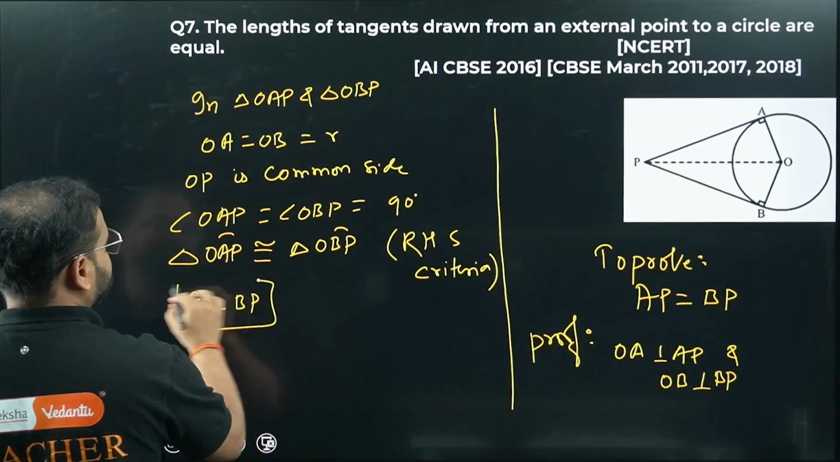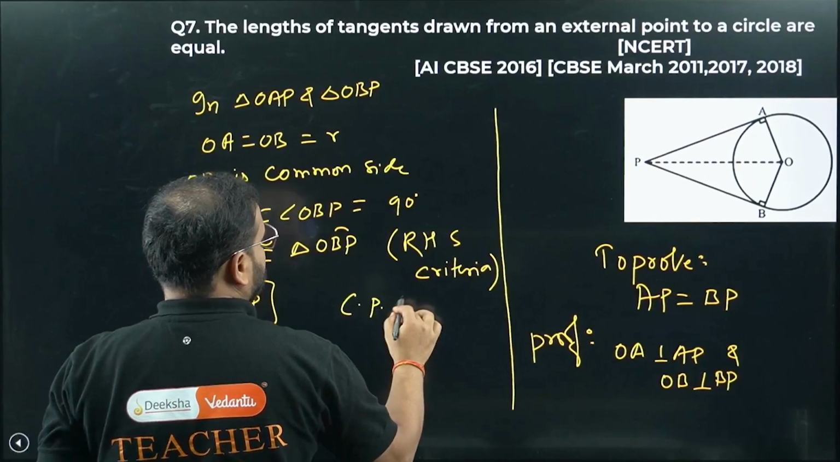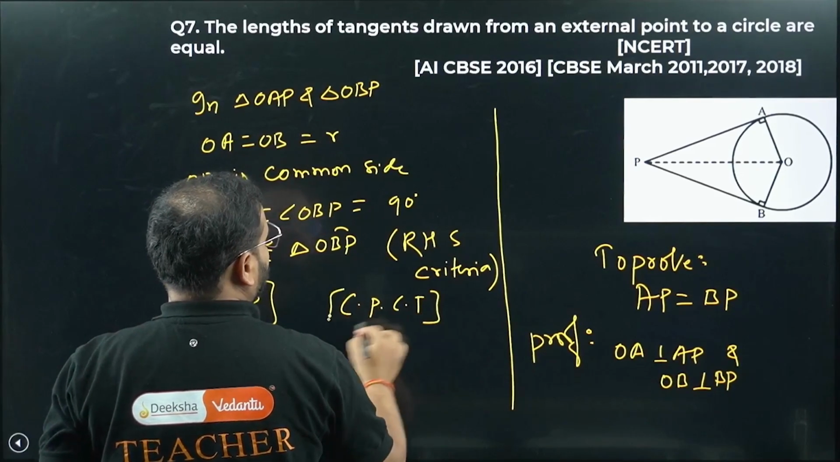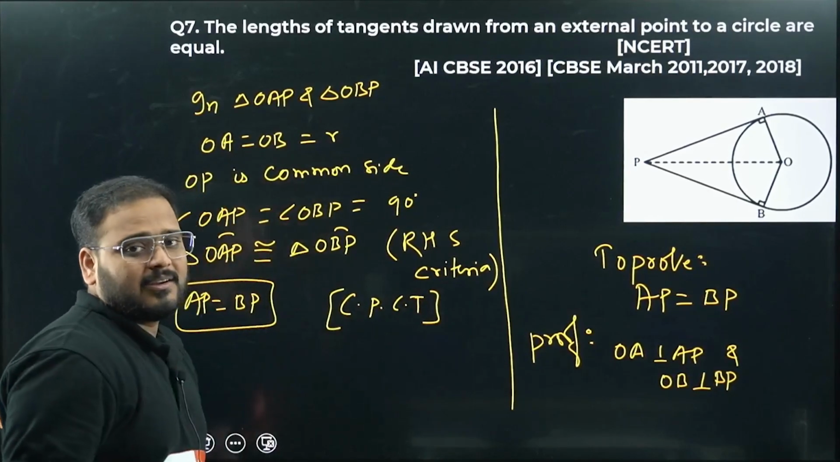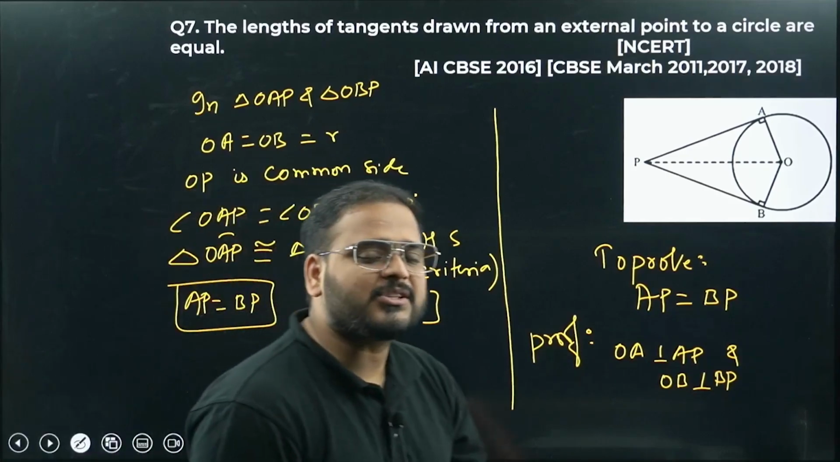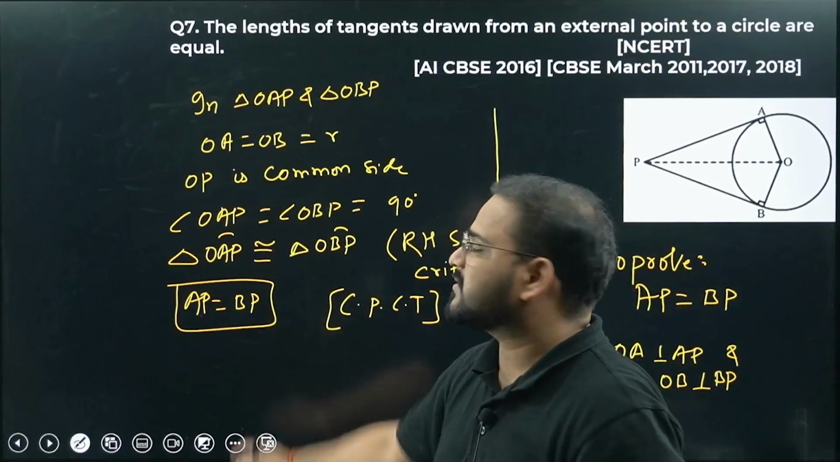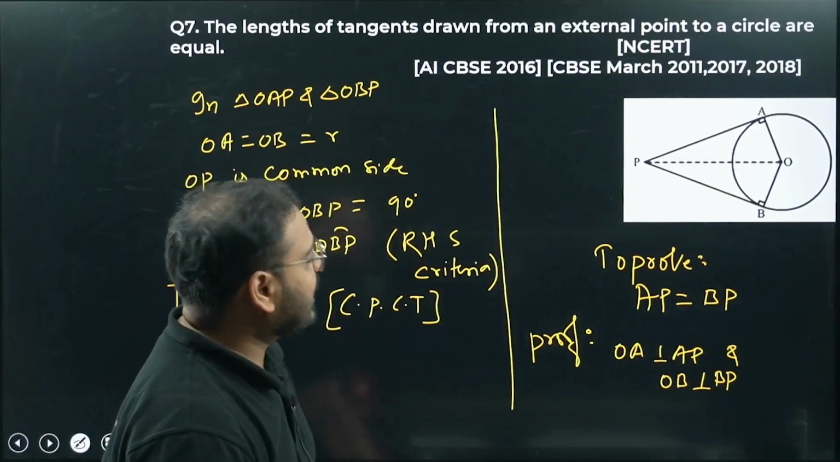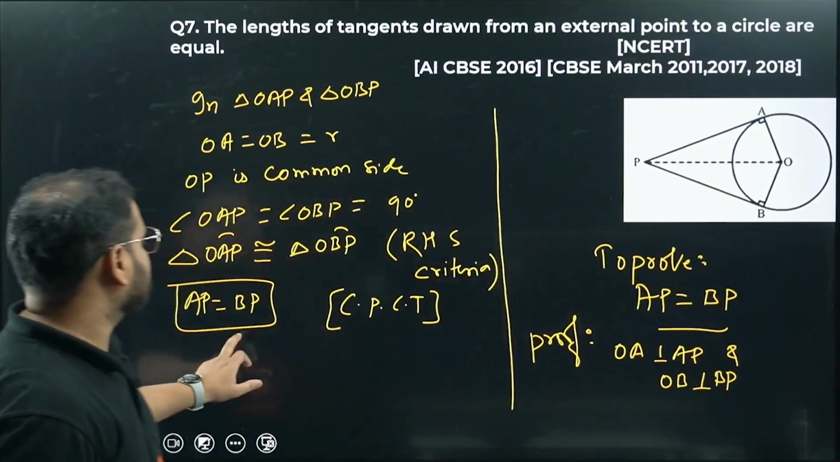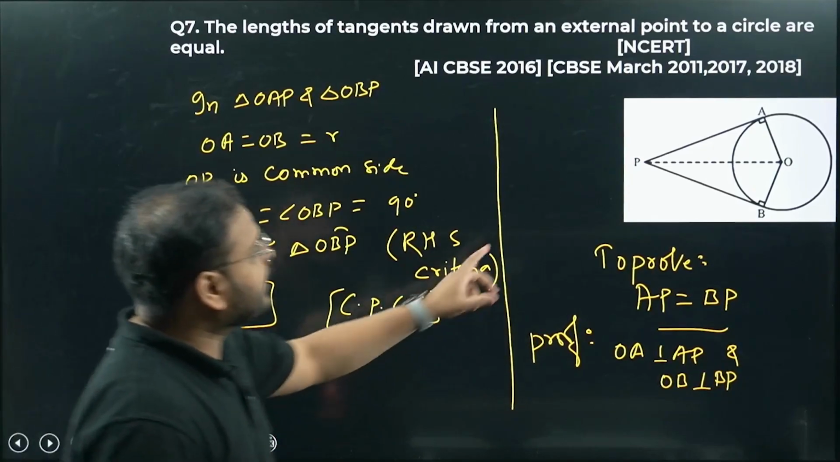How come, sir? CPCT. What is that, sir? If you remember, very good. If not, not good. Okay, so corresponding parts of congruent triangles are always equal. So that's why AP equals BP. We were looking to prove that only. Please have a look from here. Same thing we have got. That's why I said we can use this only to prove that.